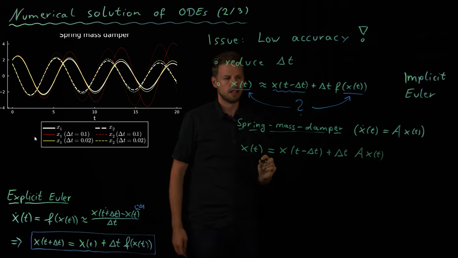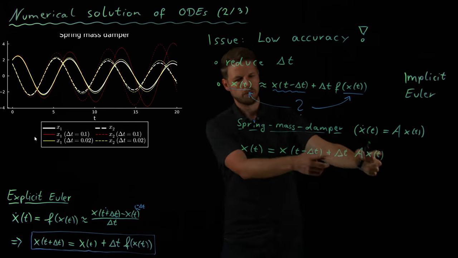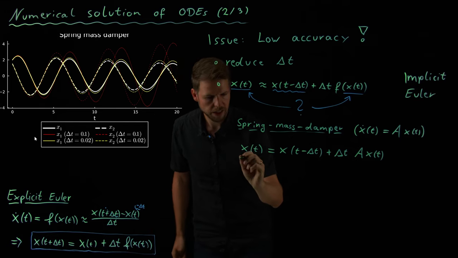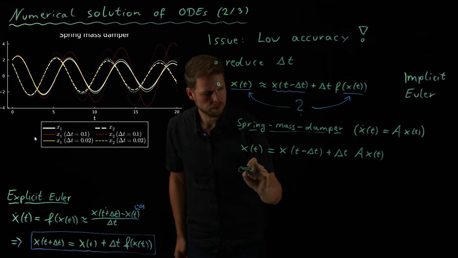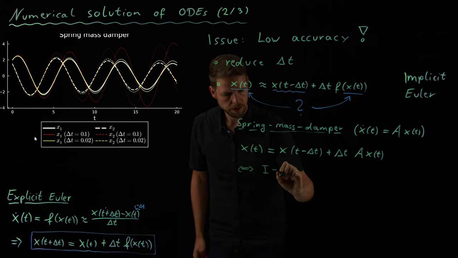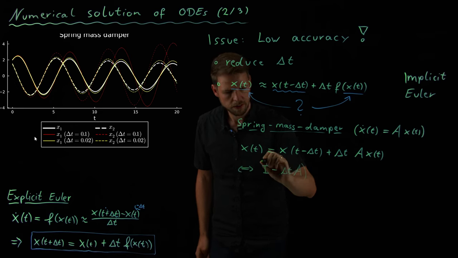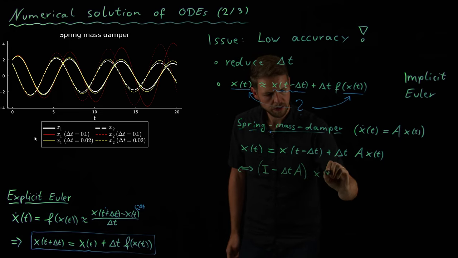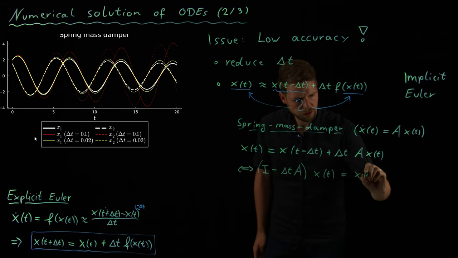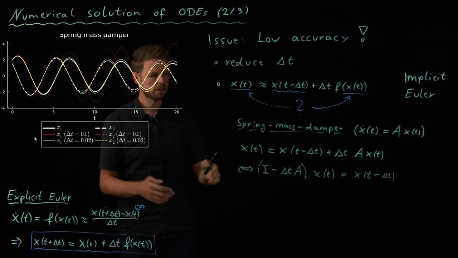Okay, and now you see, since this is a linear system, we can try to reformulate things. We shift this term to the left and then try to solve for the x of t. Okay, so what you get is, if I put this to the left, I have the identity matrix minus delta t times a, times x of t, is equal to x of t minus delta t. Okay, so just a reformulation.